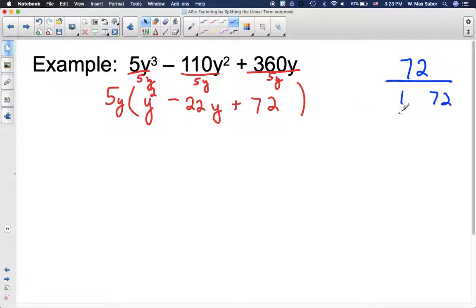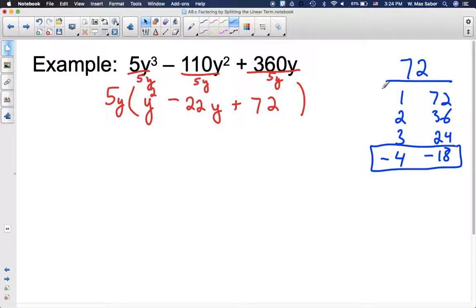So 1 and 72, 2 and 36, 3 and 24, I believe. Yeah, 4 and 18. Okay, that'll work. 4 and 18, if we use, does that work? Yeah, negative 4 and negative 18 will multiply to positive 72 and add to negative 22.